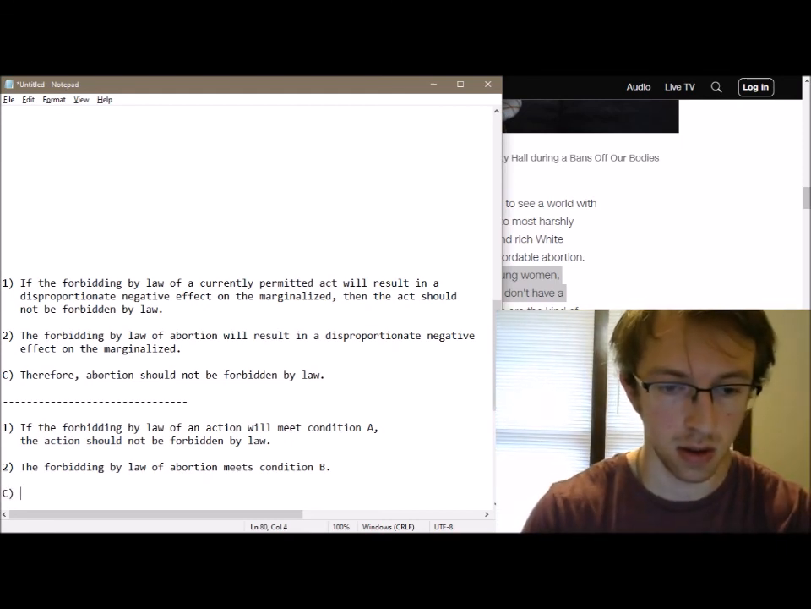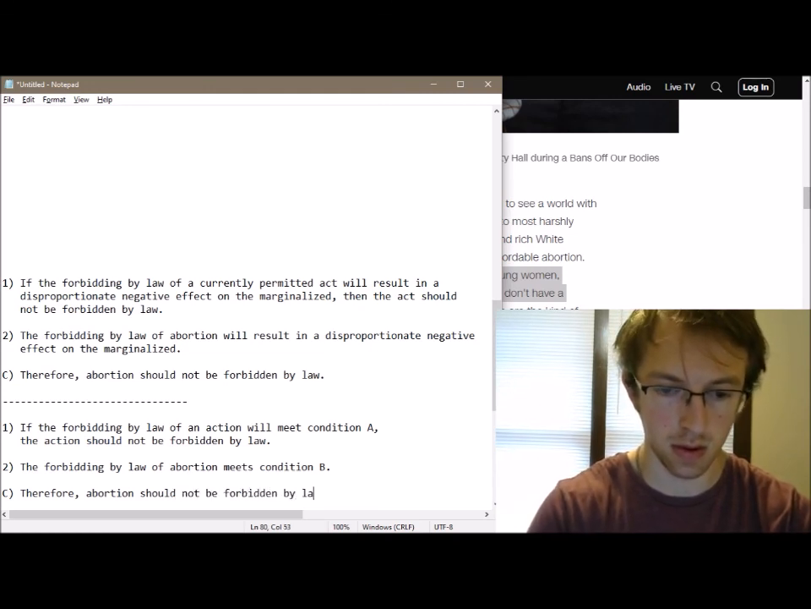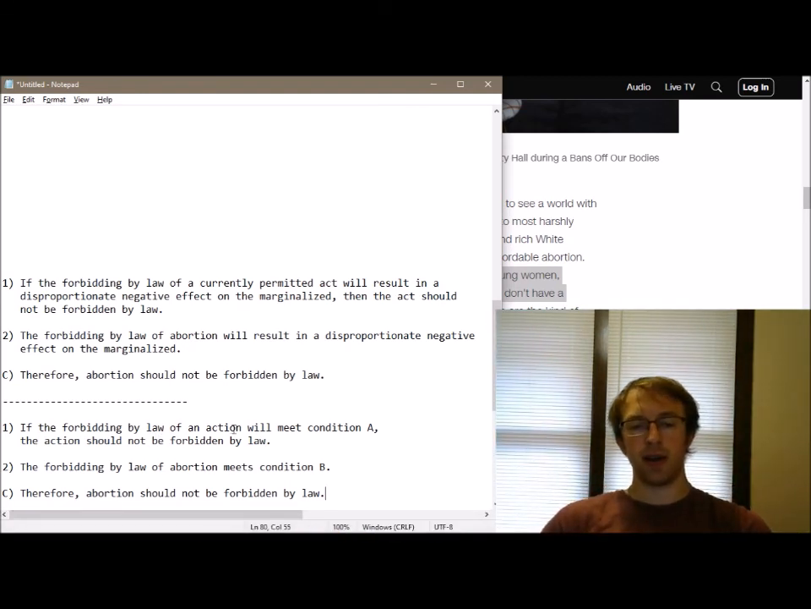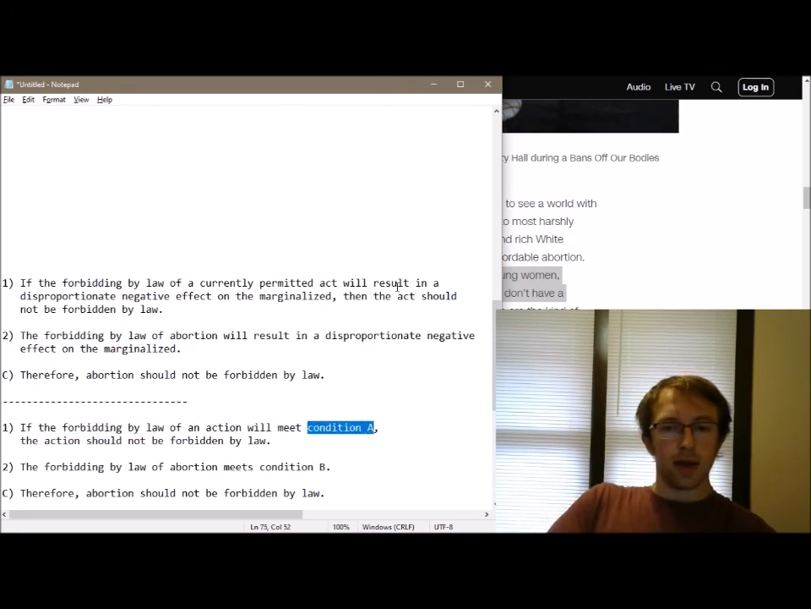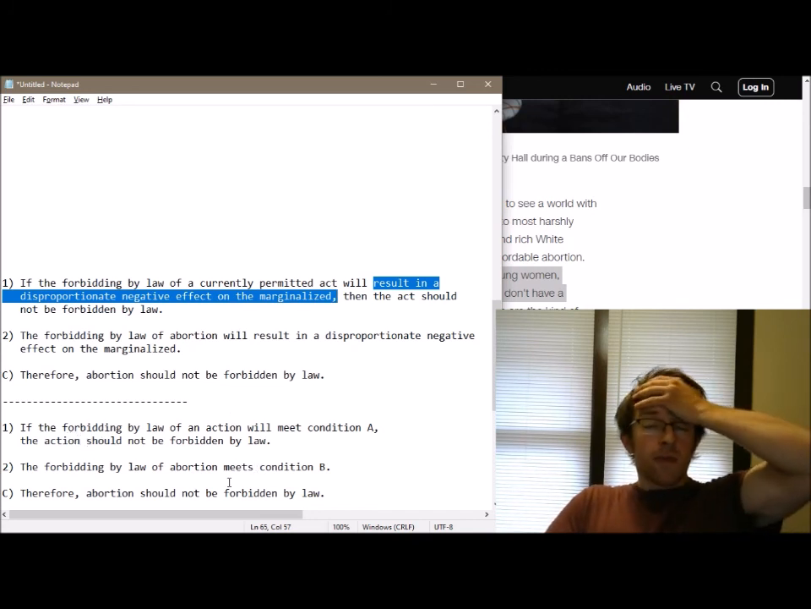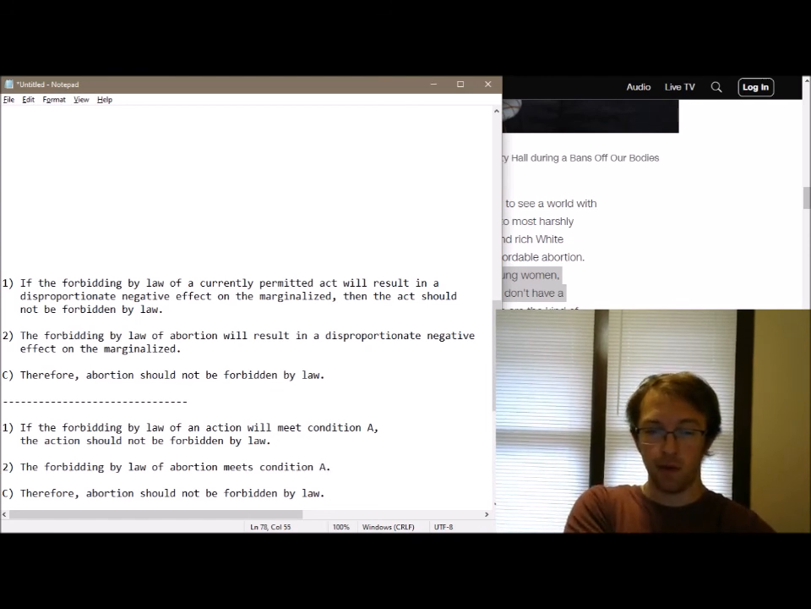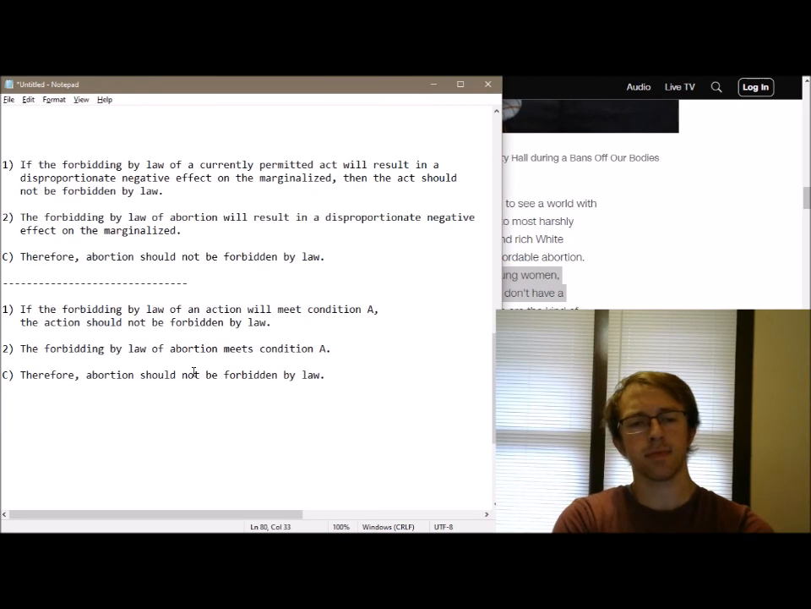Conclusion here. Therefore. Conclusion is the same. So the forbidding by law of an action will meet condition A. What is condition A? We got to identify that. That is, it results in a disproportionate negative effect on the marginalized. Then the act shall not be forbidden by law. Okay, that's condition A. We're saying forbidding by law of abortion meets condition A, therefore abortion should not be forbidden by law. I'm trying to assess it, see if I could symbolically represent it a little better. I feel like there's still a lot of text for symbolic notation. This is, I think, our main argument here.